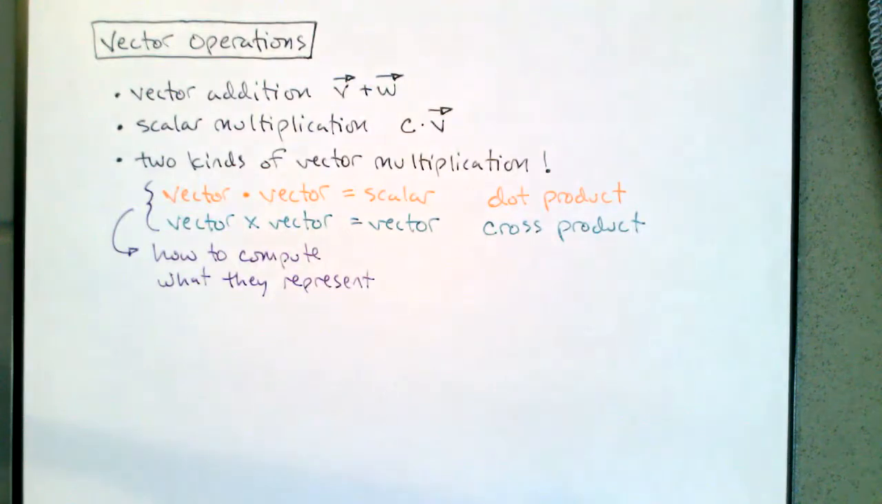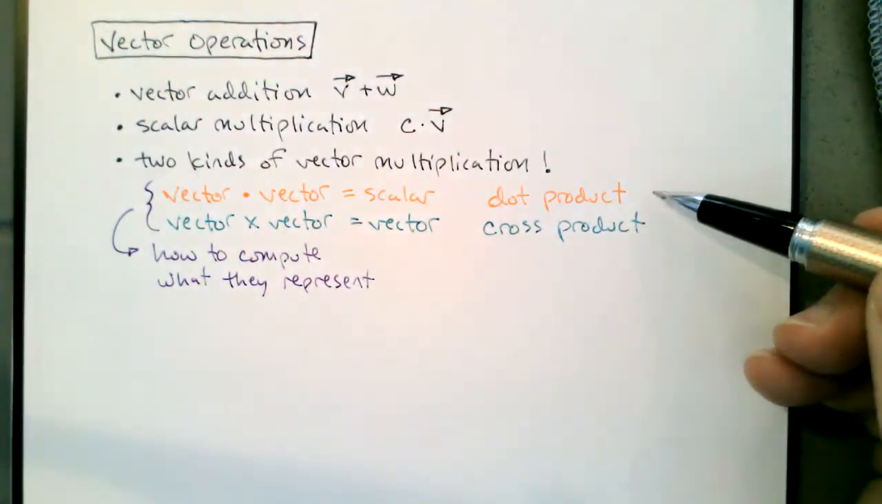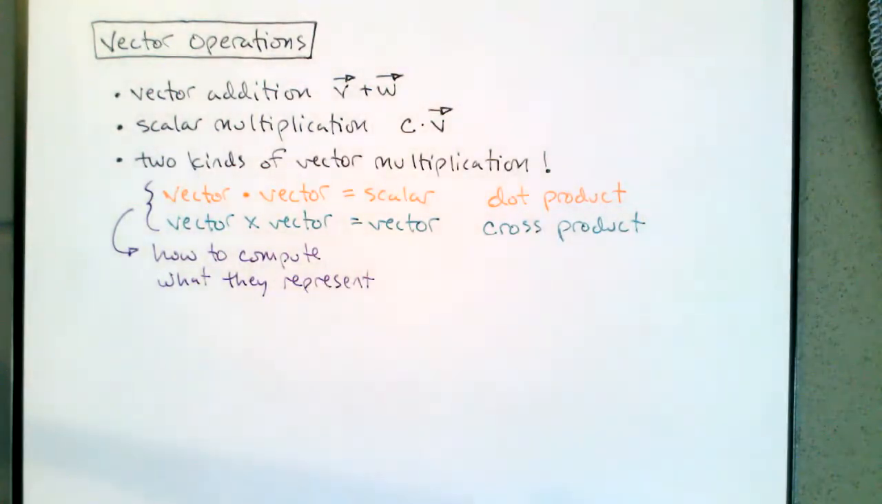And this is 13.3. Dot product is 13.3 and cross product is 13.4, for those of you reading along in the book. Actually, it's in those sections of the book whether you're reading the book or not. I realize that those two things are independent of each other.